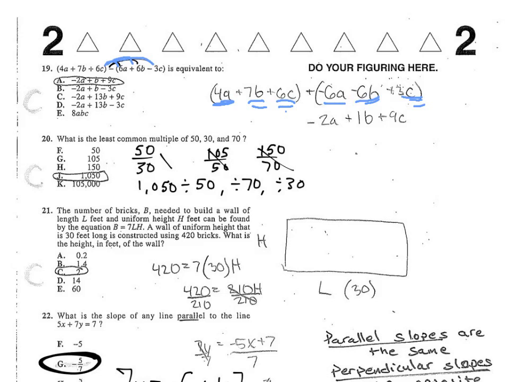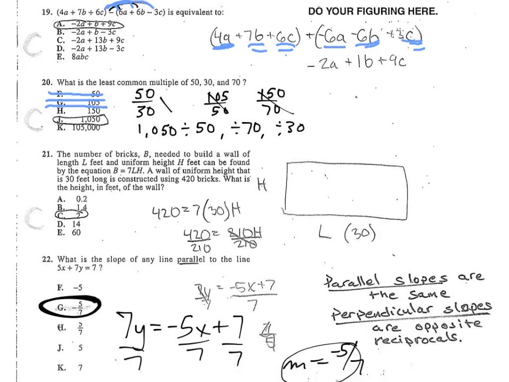Looking at our answer options, I started with the lowest one, and we know 30 does not go into 50 evenly, so I crossed that out. Then I looked at the 105 and noticed the 50 doesn't divide into that equally. And the 150, 70 does not go into that equally. So then you try 1050, and all three numbers, 50, 70, and 30, divide into that equally, so letter J is correct.